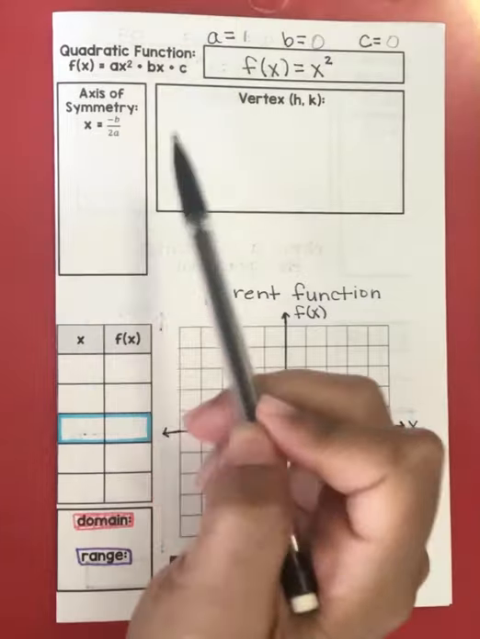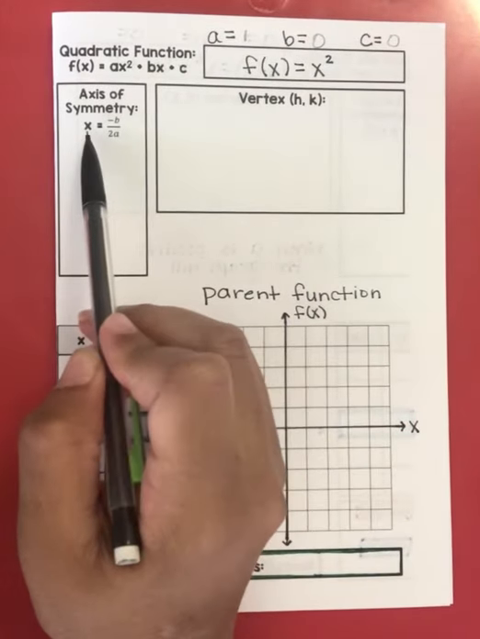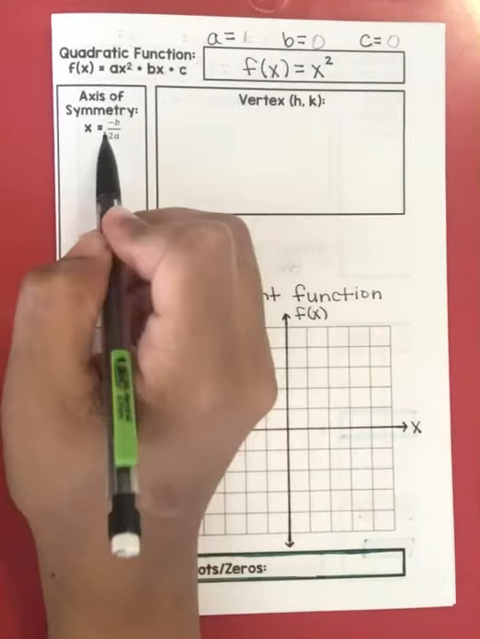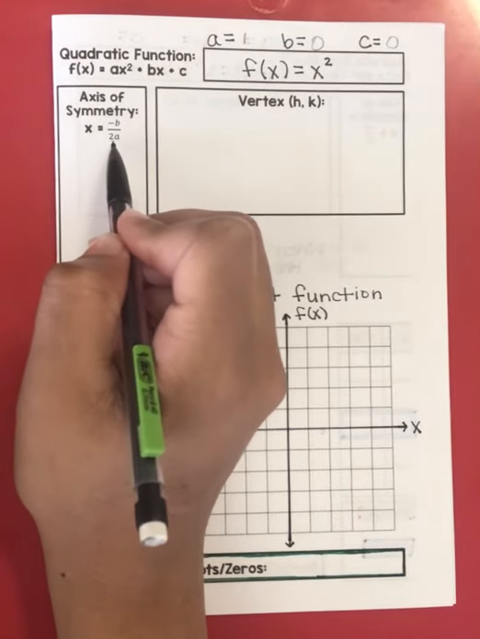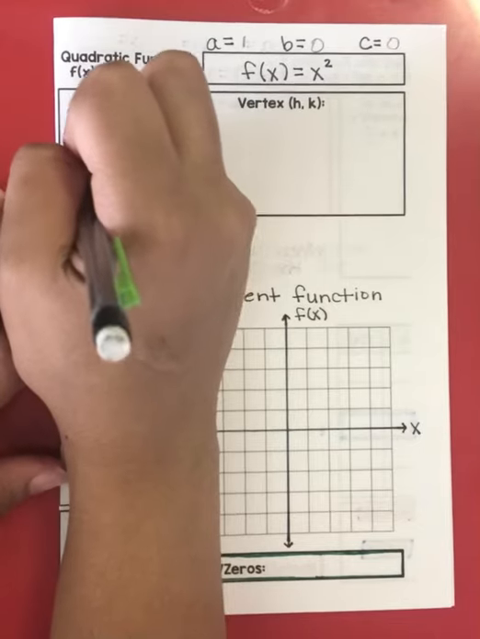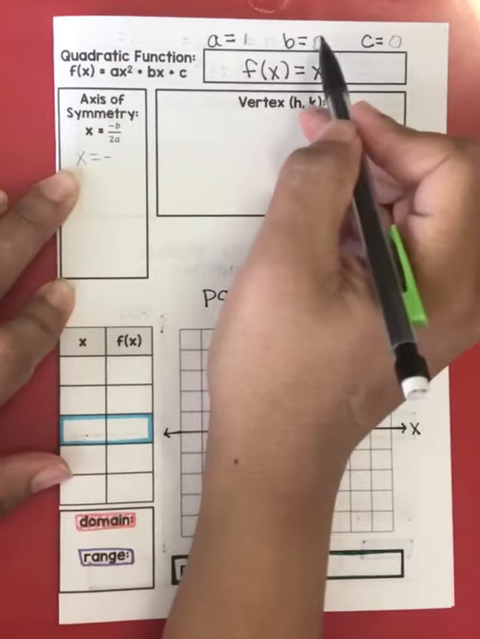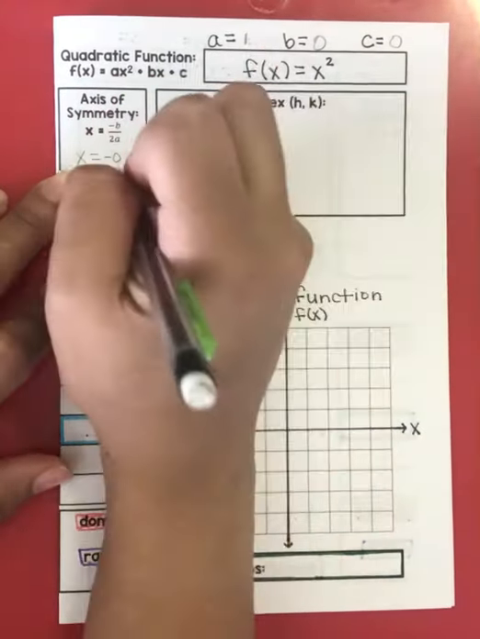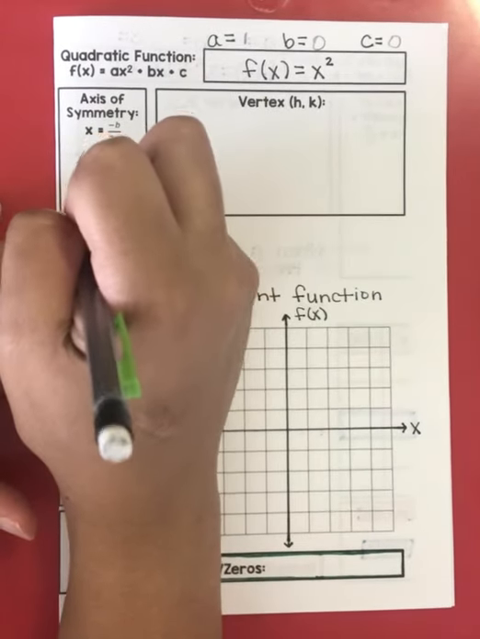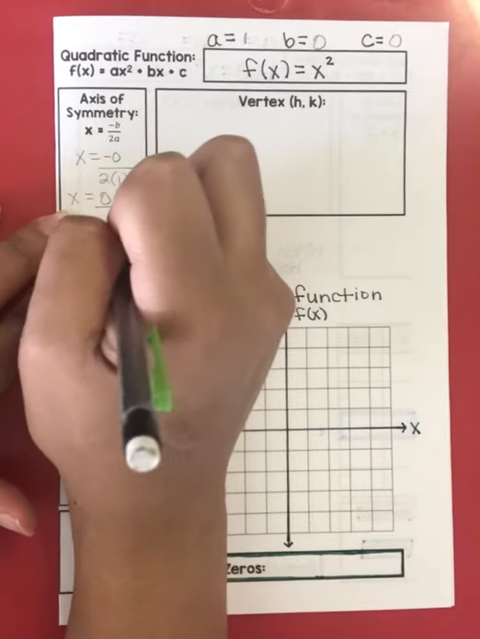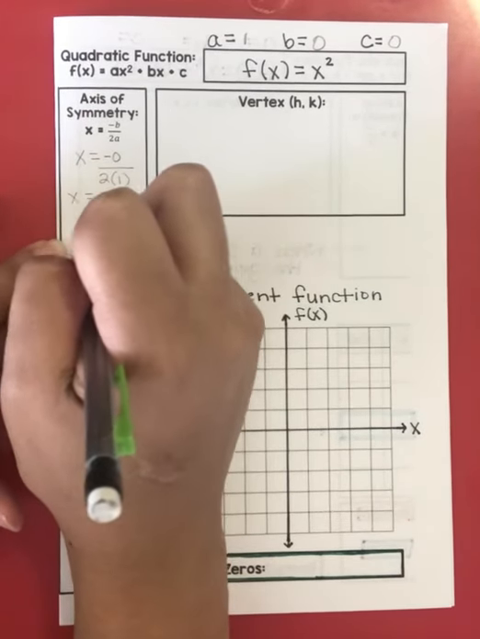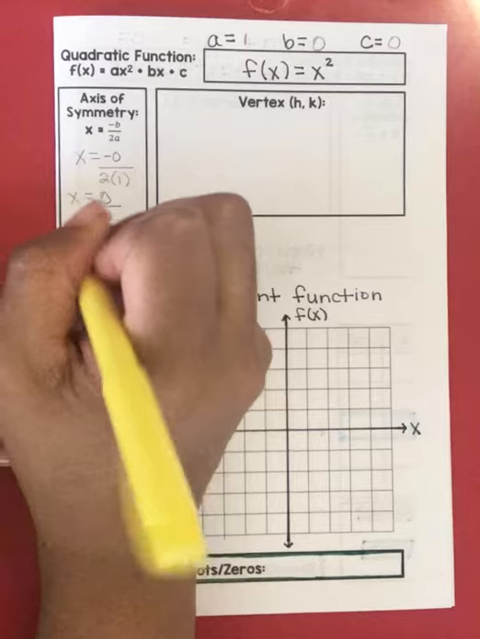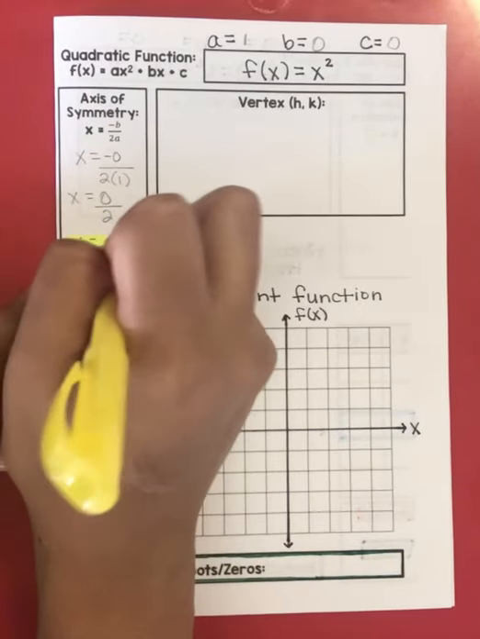Now, in order to find my axis of symmetry algebraically, I need to use this formula. My x value for my axis of symmetry, that little vertical line that's going to cut my parabola in half, is equal to negative b all over 2 times a. Let's substitute. I have x equals negative b, which is 0 in this case, all over 2 times a. In this case, a is 1. And I need to simplify. So x is equal to 0 all over 2, and x is equal to 0. So my axis of symmetry, that vertical line that's going to cut my parabola in half, is x equals 0.